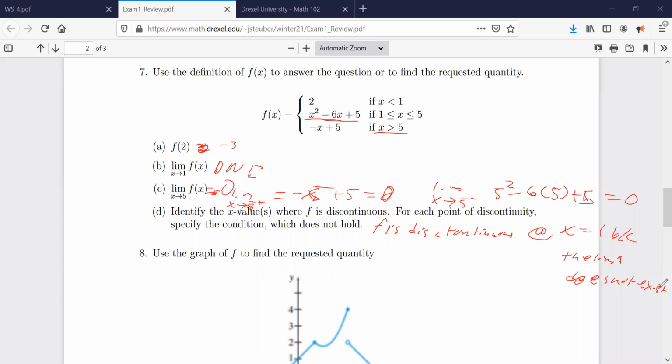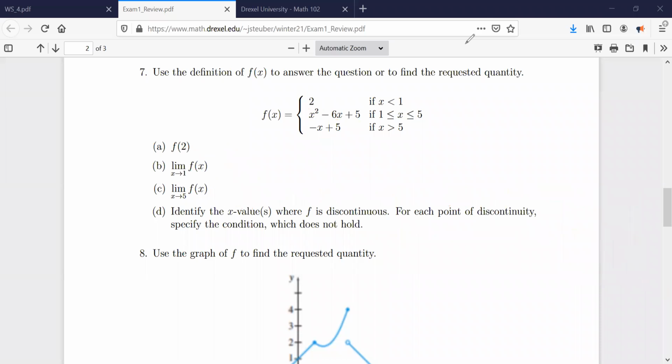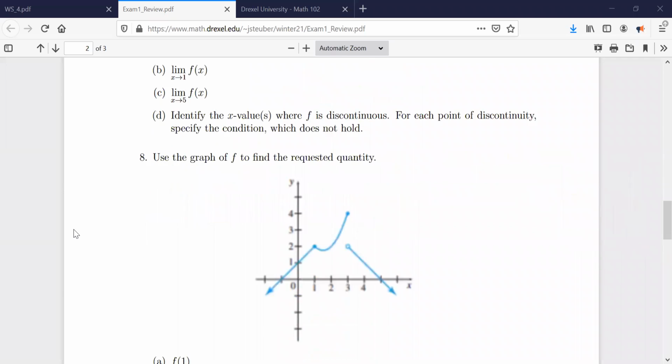Everywhere else it's going to be continuous because this inside function is continuous everywhere, this function is continuous everywhere, and this function is continuous everywhere. So that tells me that the only points of potential discontinuity are on the boundaries where it switches definitions. And we checked both boundaries, only one of them has an issue. Does that make sense to everybody? Cool.